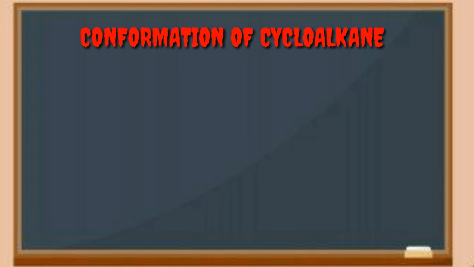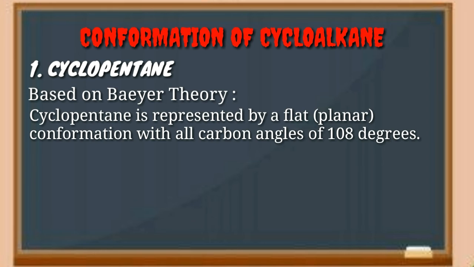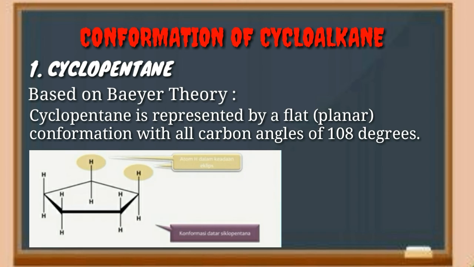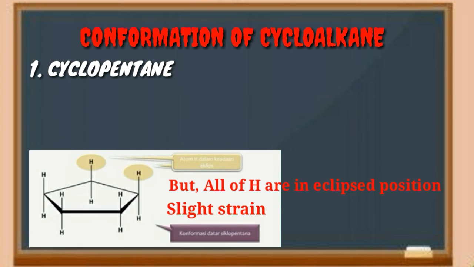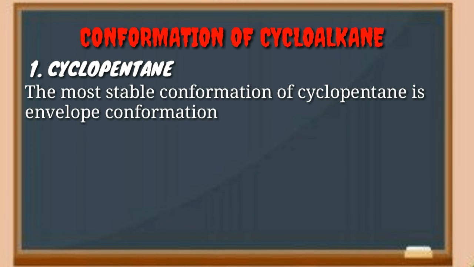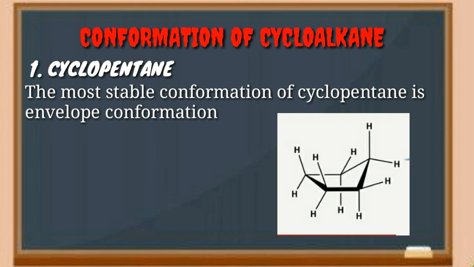And the last discussion is about the conformation of cycloalkanes, but in this video we just discuss two types of cycloalkanes, namely cyclopentane and cyclohexane. 1. Cyclopentane. Based on Baeyer theory, cyclopentane is represented by a flat or planar conformation with all carbon angles of 108 degrees. But the flat conformation results in a slight strain, and the hydrogen atoms are in an eclipse position, so to reduce this strain, a folded conformation is formed, which is called the envelope conformation. In the envelope conformation, 4 carbon atoms are in the same plane and 1 carbon atom is out of plane.